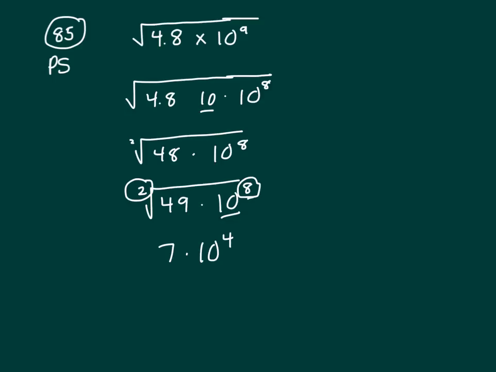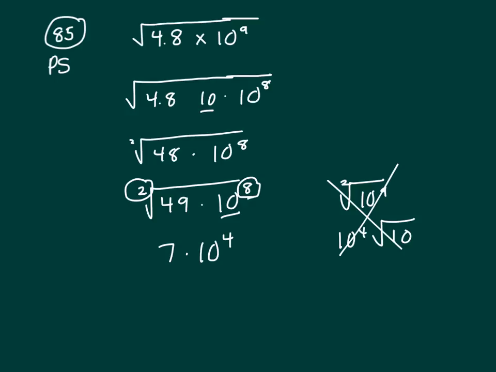And if there was any left over, like if that had been a 9, if you had the square root of 10 to the 9th, 2 will go into 9 4 times, and you'd bring out a 10 to the 4th, but you'd have 1 left over, so you'd leave it underneath the radical, but that's not the case with our problem.